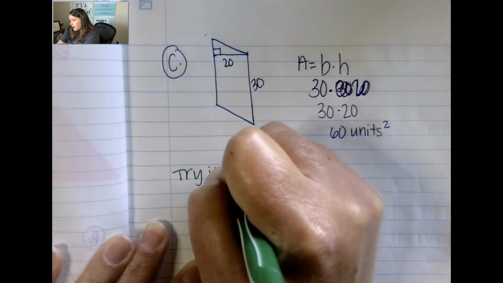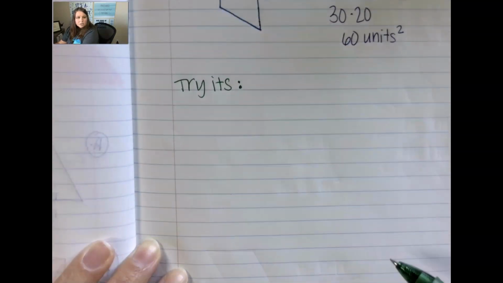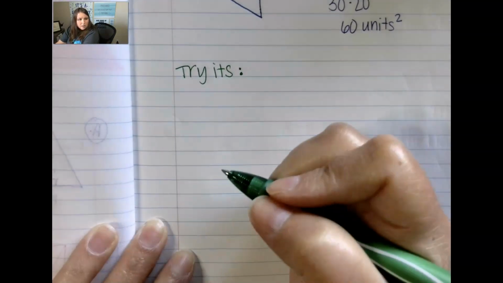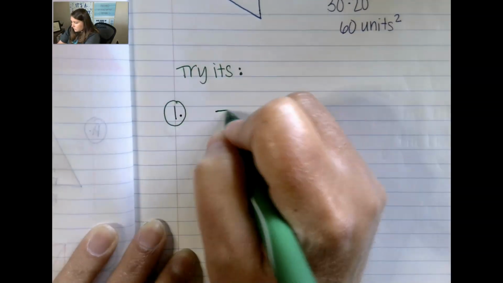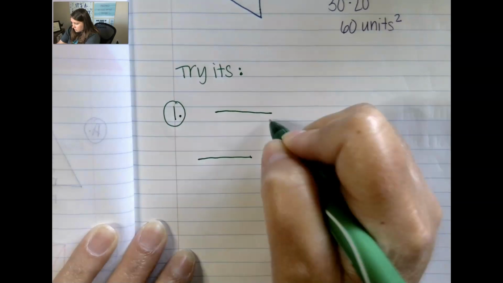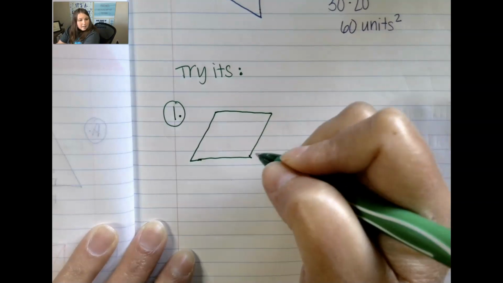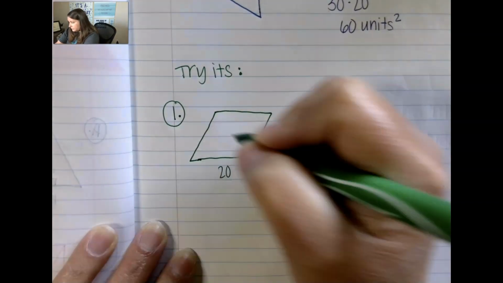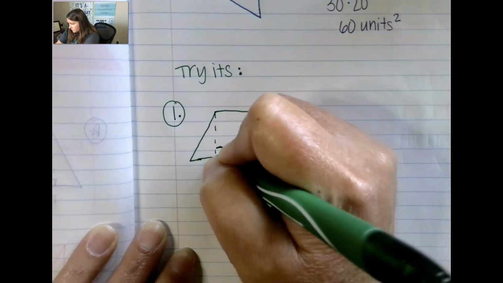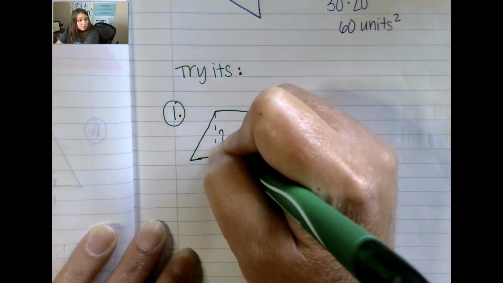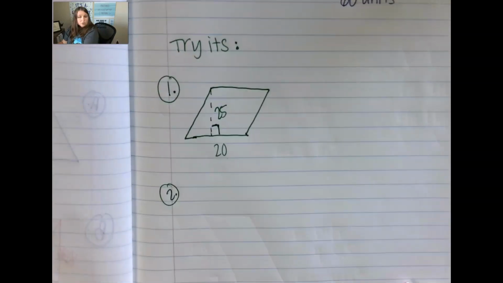Let's go ahead and try our try-its. And hopefully I can draw these a little bit nicer for you. Okay, so the first try-it, I want you to find the area of the parallelogram. And this one goes like this. And it's 20 on the bottom. Oh, I told you what it was. Okay, there's the height. It's 25. There's one of them. Okay, and then try-it number 2.